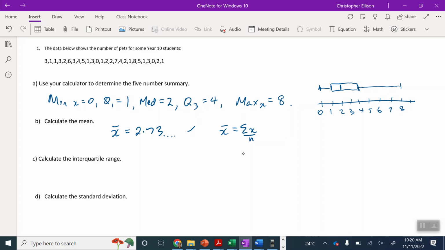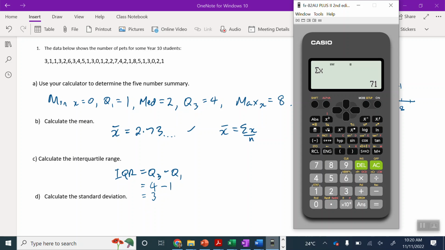Okay, interquartile range is pretty easy from here. Remember, that's Q3 minus Q1. You've already found those up in your 5-number summary. So it's 4 minus 1, which is 3. And our standard deviation, shift 1. Okay, that's also in 4 for variables.